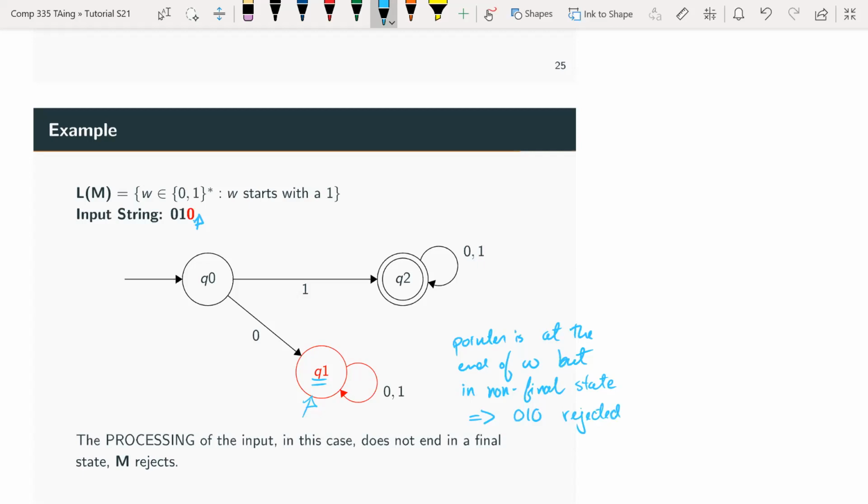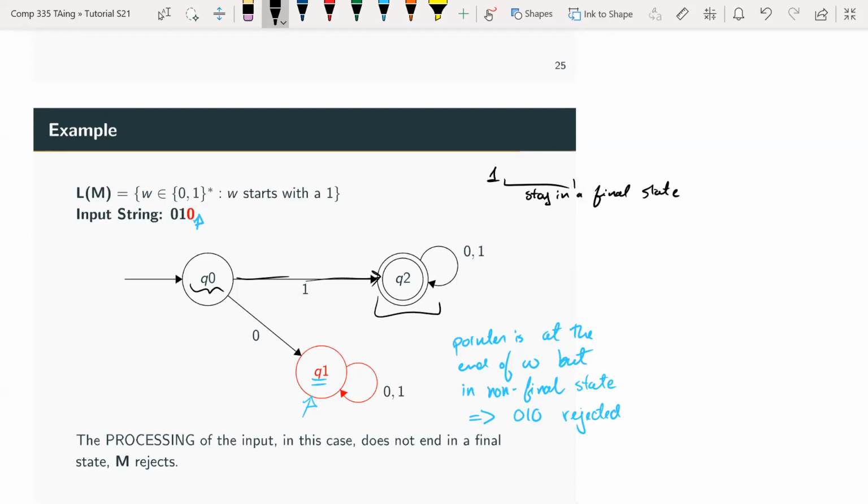And so in fact, what you can see is that if your string starts with a 1, it doesn't matter what it has after this. If it starts with a 1, you're going to start at Q0, read that 1, and always stay in Q2. So for the rest of the string, no matter how long it is, you're going to stay in a final state.